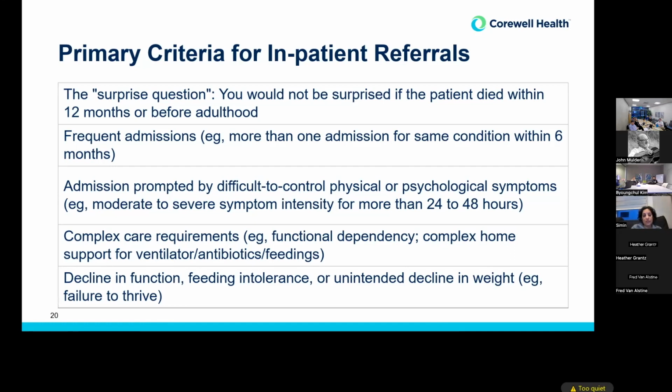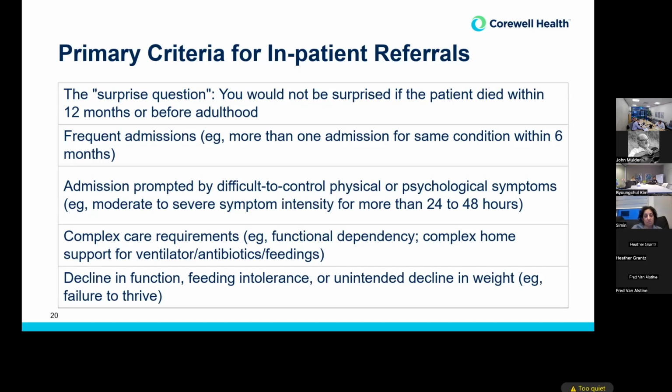If there are frequent admissions, more than one admission for the same condition in the past 6 months, if these symptoms are hard to manage in the outpatient setting, or they've just become more severe in the 24 to 48 hours prior to coming in, if there are complex care requirements, if there are social determinants of health that make it challenging for the patient to follow the medical regimen, and they're struggling with a variety of things that palliative care can be helpful with, and just a general decline in function.